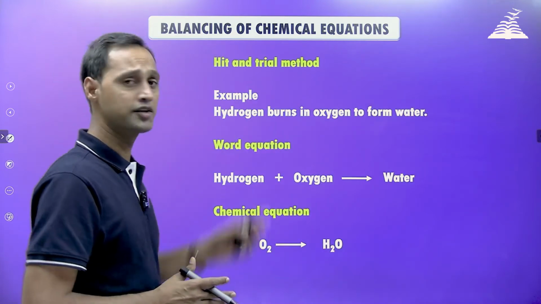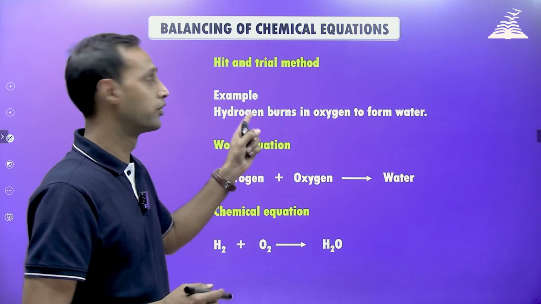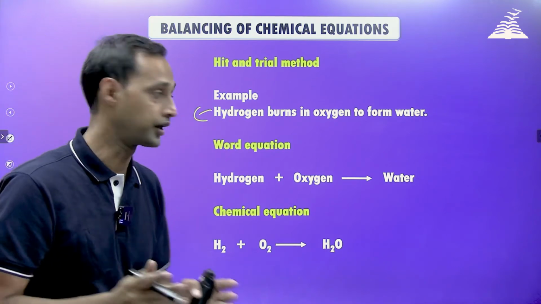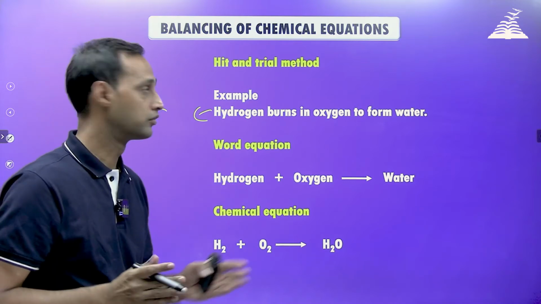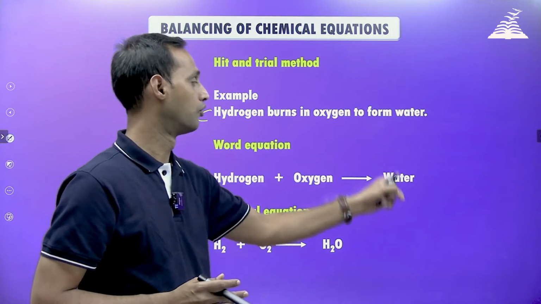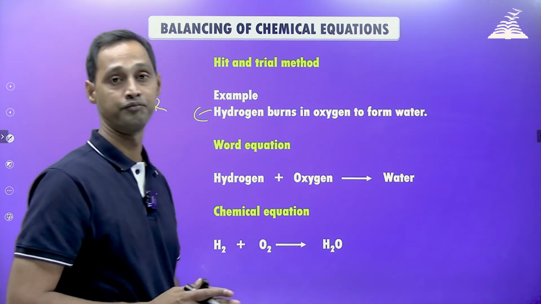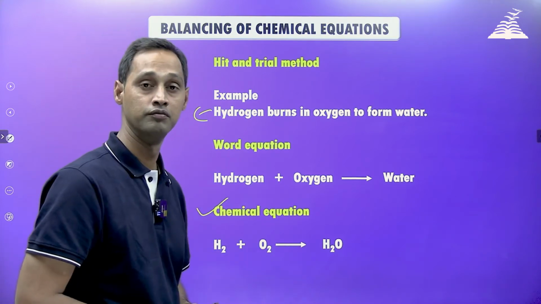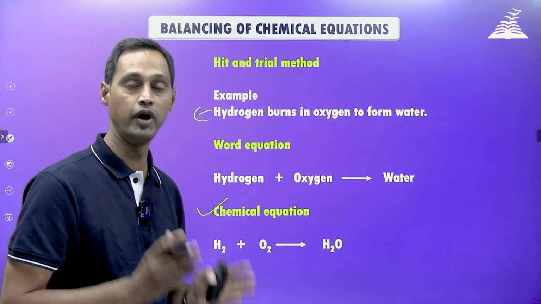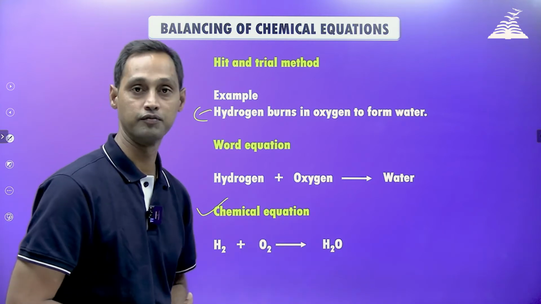See, for example, hydrogen burns in oxygen to form water, right? So first of all, we write this is a chemical reaction. First of all we write the word equation, the names of the substances: hydrogen burning in the presence of oxygen to give water. Then we write finally the chemical equation using symbols and formulas. But here what are we learning? To balance this chemical equation, we need to make sure the number of atoms of hydrogen and oxygen are equal on both sides of the equation, right?